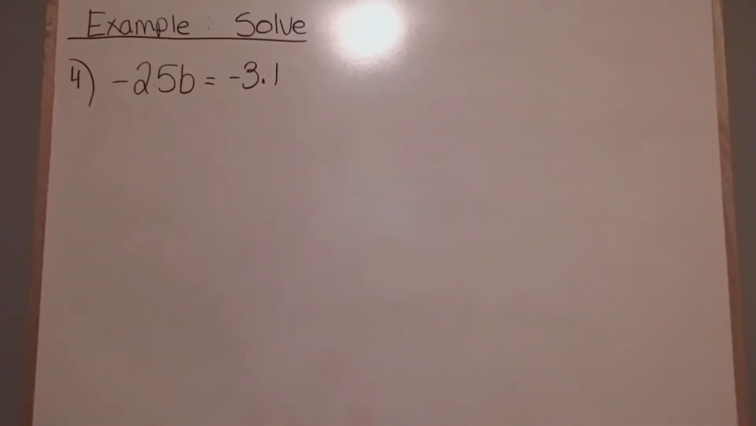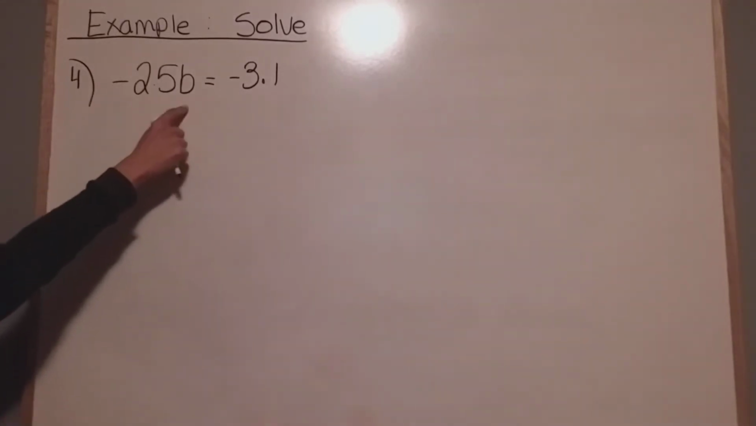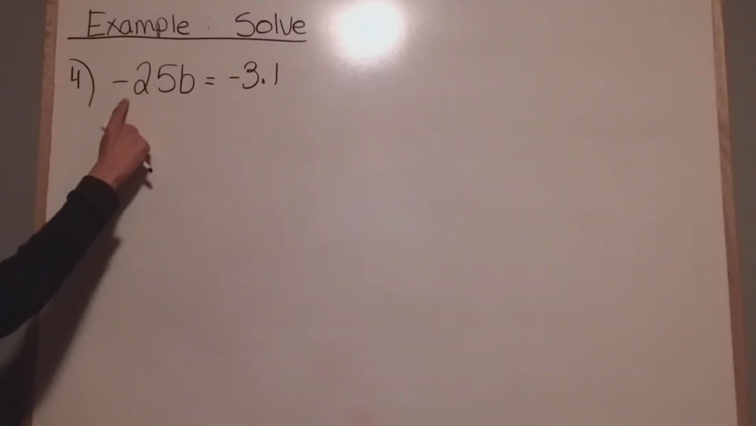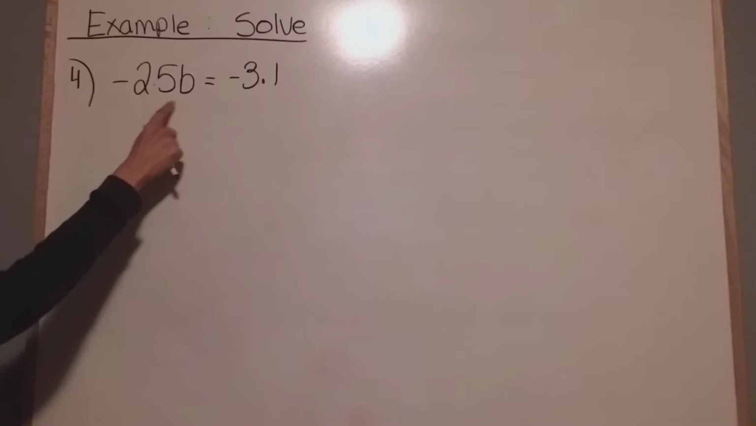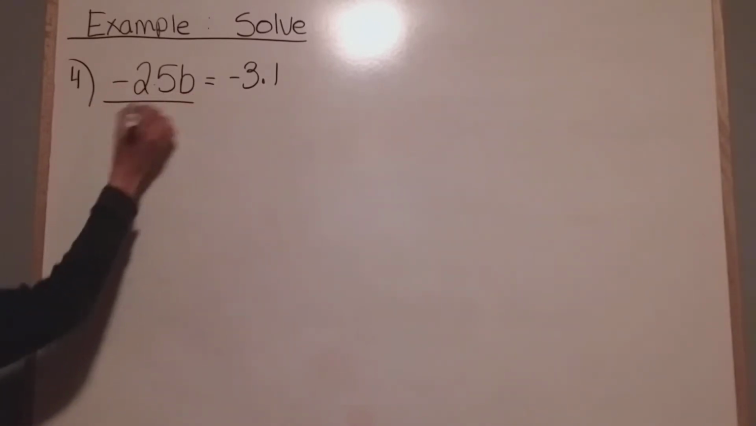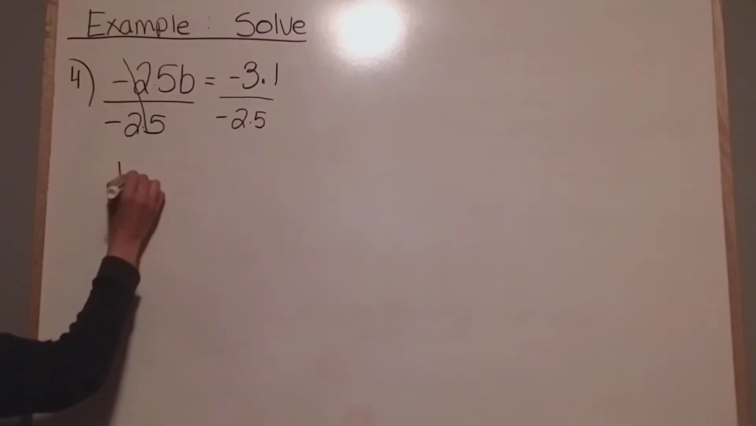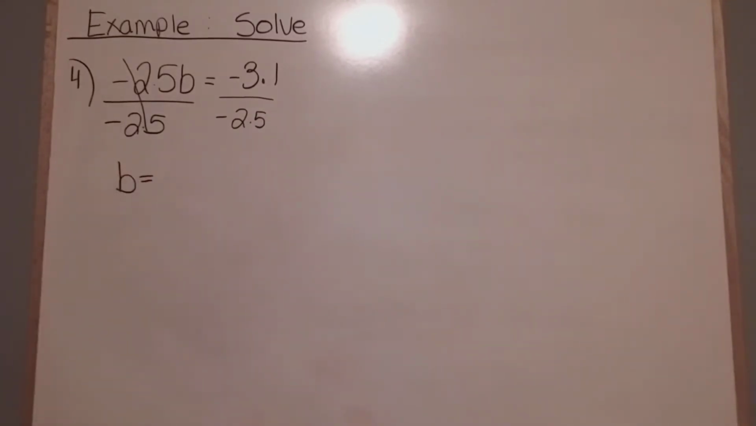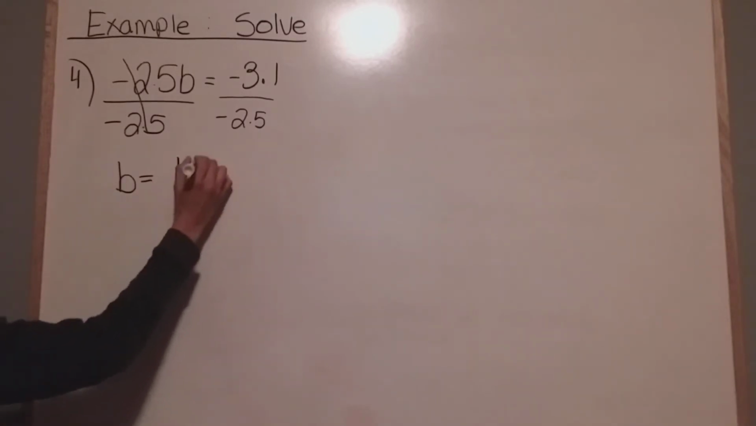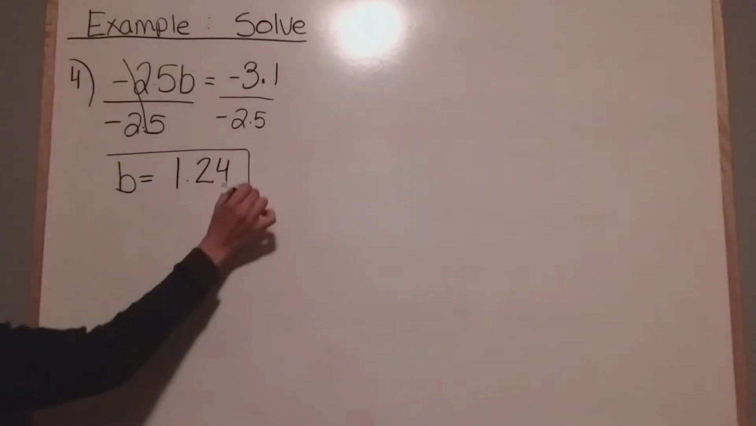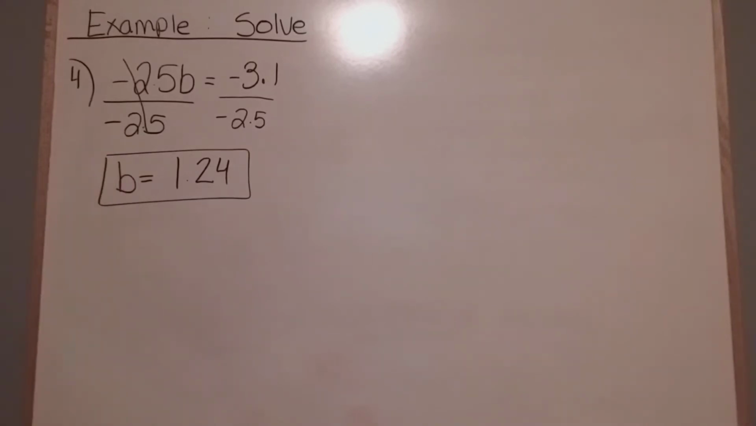Our next example is negative 2.5b is equal to negative 3.1. So first up again, I look at the side of my variable. This time my number is attached. That's a coefficient. So how do I get rid of this number to get b by itself? This is being multiplied together, so the opposite of multiplication is division. So divide by negative 2.5. So divide this side by negative 2.5. So my b is going to be equal to 1.24. And that is my final answer.